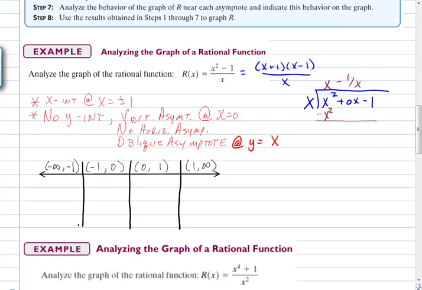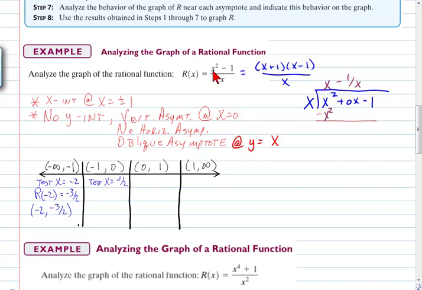Now we pick a test point. Let's test x equals, what's the number in this interval? -2. So look at r of -2. What is r of -2? -3/2. So the graph is going to be below the x-axis there. That means that the graph is below the x-axis. And we have what point on the graph? -2, -3/2. Then from -1 to 0, what point do we want to use? -1/2 works for me.